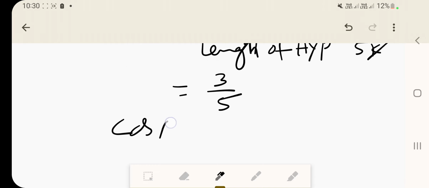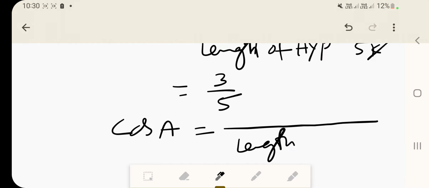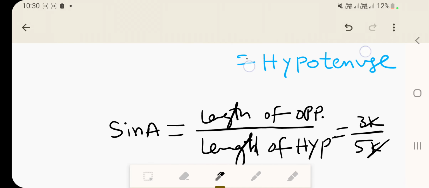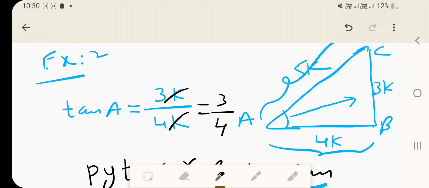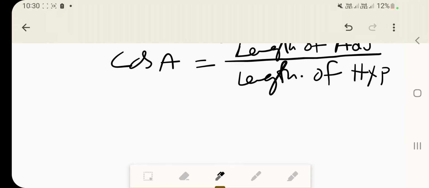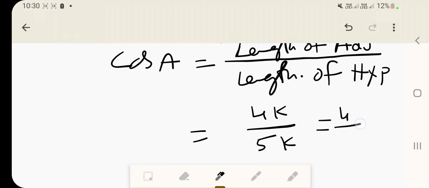Now similarly we can find cos A. In the denominator it is going to be length of hypotenuse. What is in the numerator, can anybody tell? It is length of adjacent side to angle A. To angle A, the adjacent side is 4K, divided by length of the hypotenuse, that is 5K. So we got it as 4 by 5, as K will get cancelled.